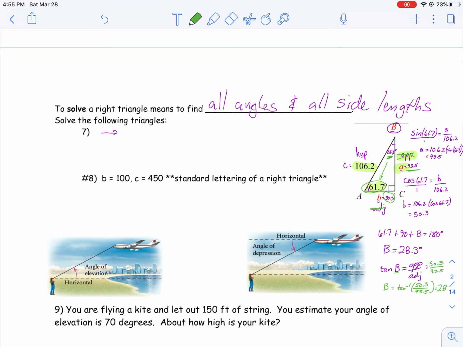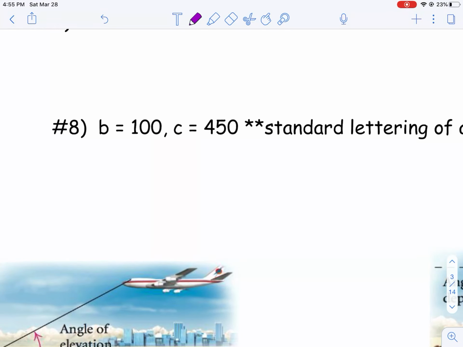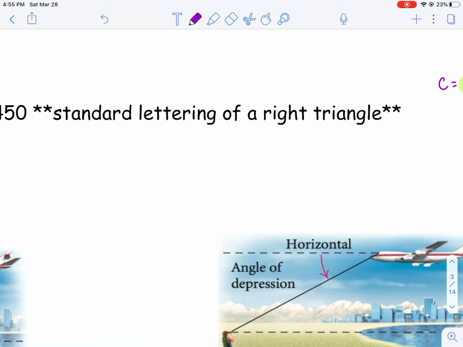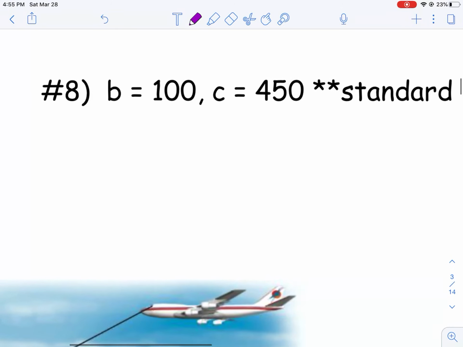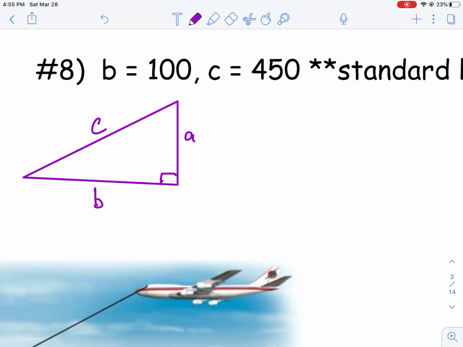All right, number 8. Let's take a look at number 8. We've got B is 100, C is 450, and this is a right triangle. Well, I think you have one of these on your homework where you're going to have to draw the triangle. So I'm going to start with my right triangle. That's supposed to be a right triangle. And so remember, C is the hypotenuse. I think you can really do it either way here, but I think it's clockwise A, B, C. This is A, this is B, this is C.